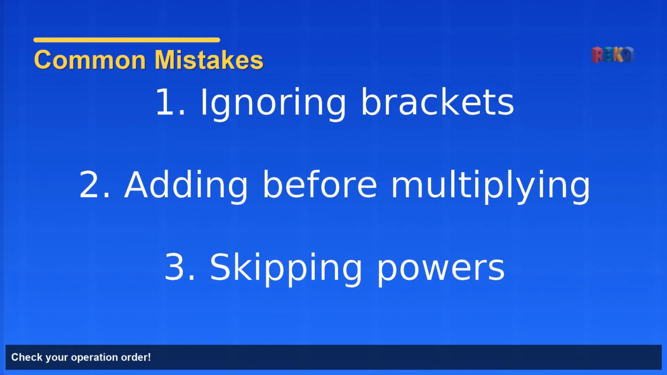Some of the most common BIDMAS mistakes include ignoring brackets completely, adding or subtracting before multiplying, and skipping powers or roots too early. These small errors can completely change your final answer. Always slow down, check the order carefully, and work through each step one operation at a time to stay accurate.